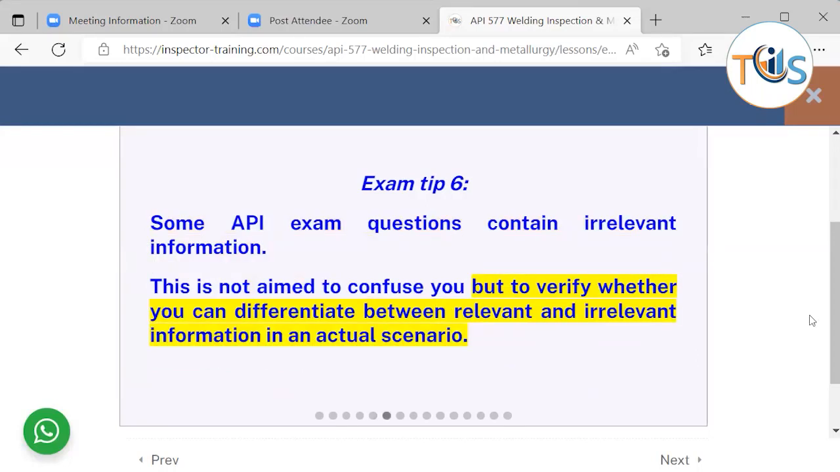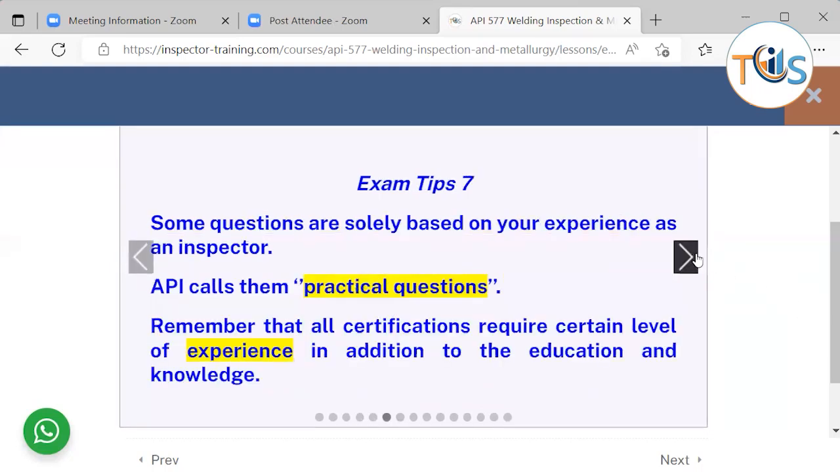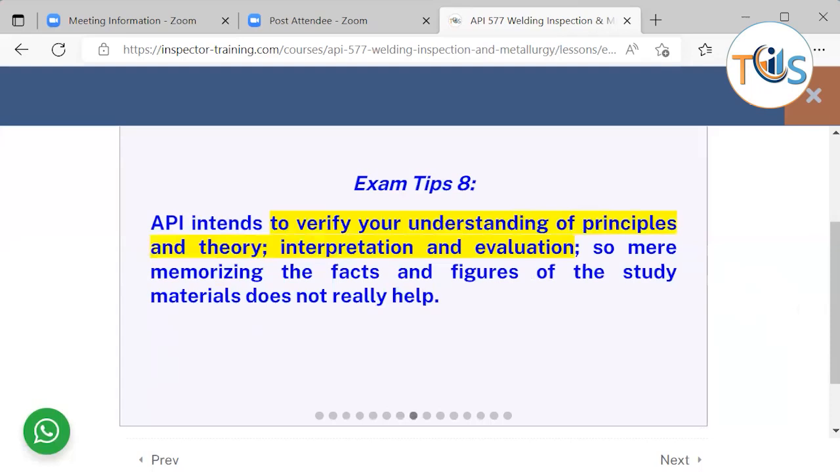Some API exam questions contain irrelevant information. This is not aimed to confuse you, but to verify whether you can differentiate between relevant and irrelevant information in an actual scenario. Some questions are solely based on your experience as an inspector. API calls them practical questions. Remember that all certifications require a certain level of experience in addition to education and knowledge. API intends to verify your understanding of the principles of theory, interpretation, and evaluation. So mere memorizing of the facts and figures of the study material does not really count.